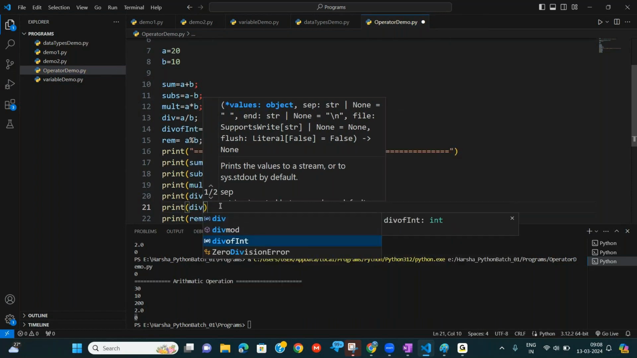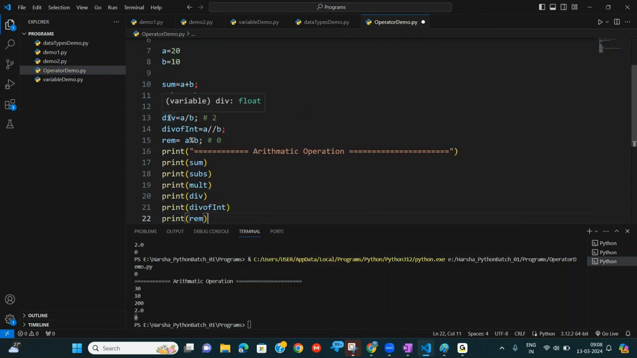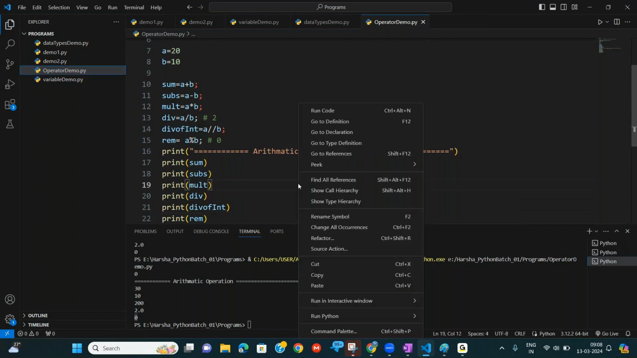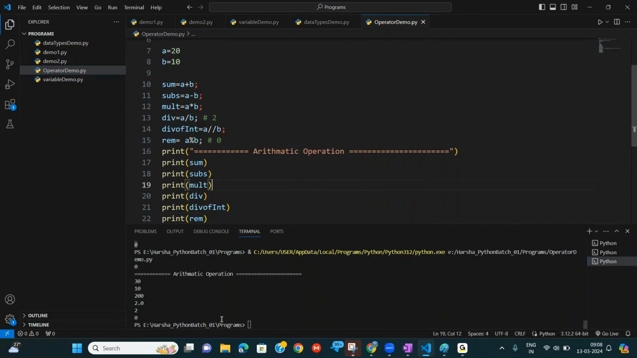Diff of int. So here you can see this comes as a float type, right? But this diff of int comes as an integer type. You can see now it is showing 2 here. Before it was 2.0, here we are getting 2. So that is the integer type. Understood this point, guys?